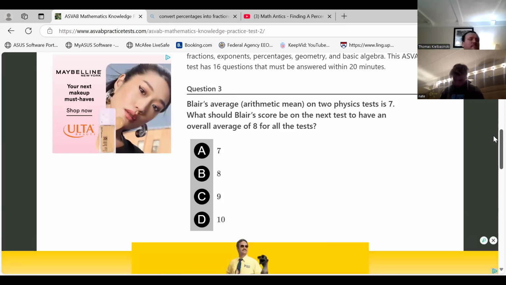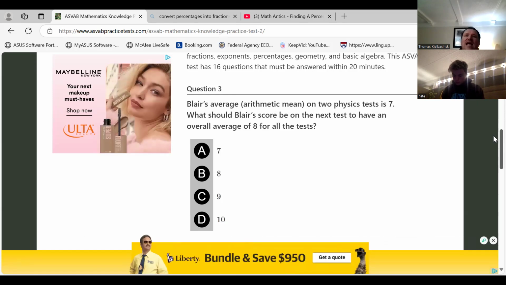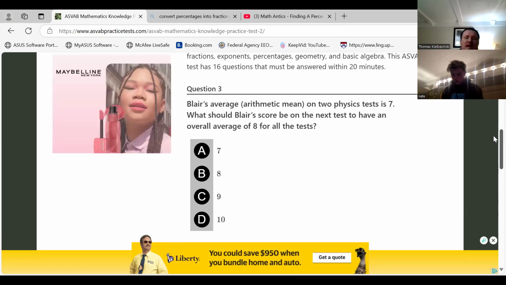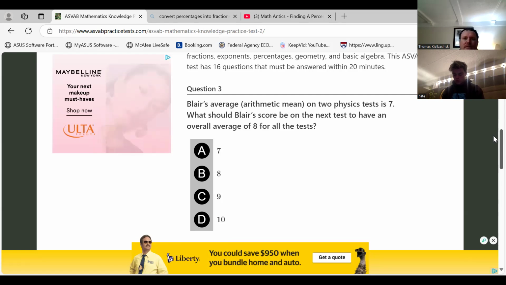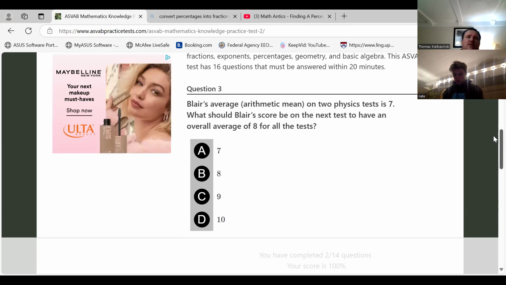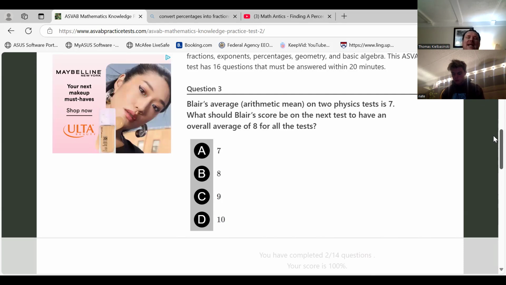So here's the thing. If he has 2 7s, obviously he has to get above an 8 to get an average of an 8. So 7 plus 7 is 14. So he needs to get a total of 24 between all these 3 tests. Right now he has 14. What's 24 minus 14?